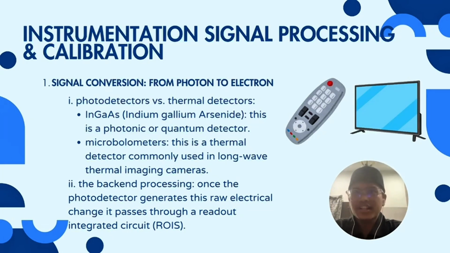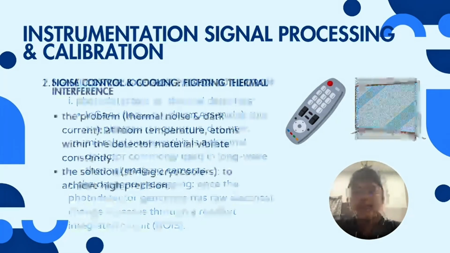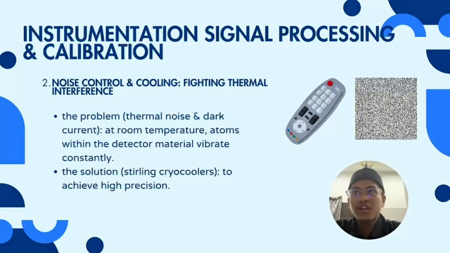Whether it's a change in current from an InGaAs sensor or a change in resistance from a bolometer, this raw analog signal is amplified, passes through a readout integrated circuit, and is converted into a digital signal that our software can finally render as an image or data point. Moving to the next part, engineering an infrared instrument comes with a massive inherent challenge: noise control.